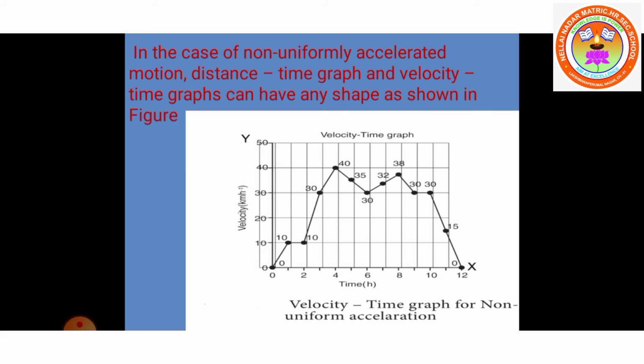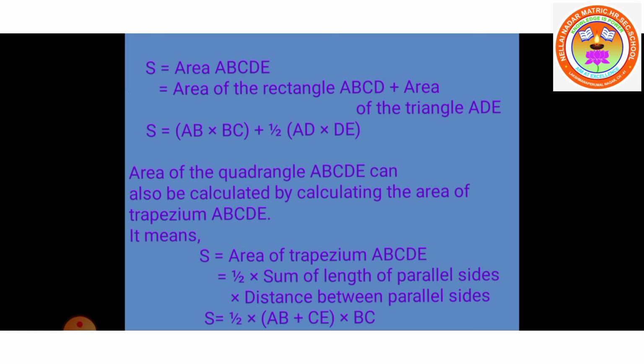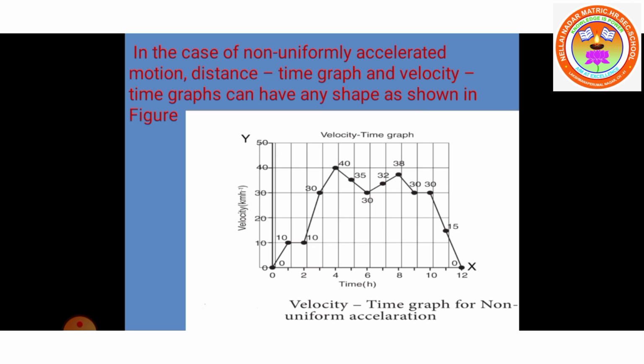Okay. In the case of non-uniformly accelerated motion, distance time graphs and velocity time graphs can have any shape, as shown in the figure. In that figure we can note that the change in velocity is not equal in equal intervals of time. So this type of motion is non-uniformly accelerated motion. Okay students, thank you.